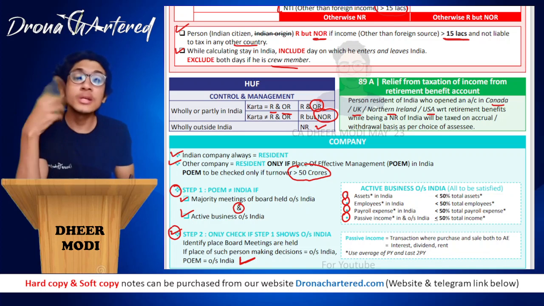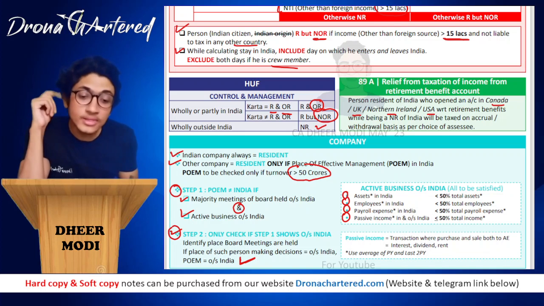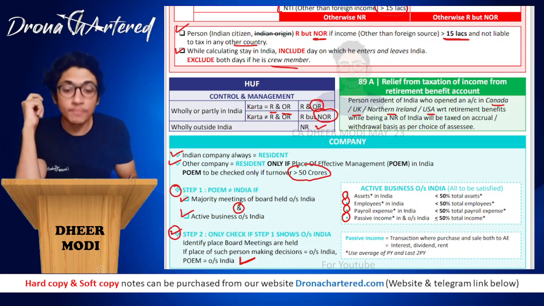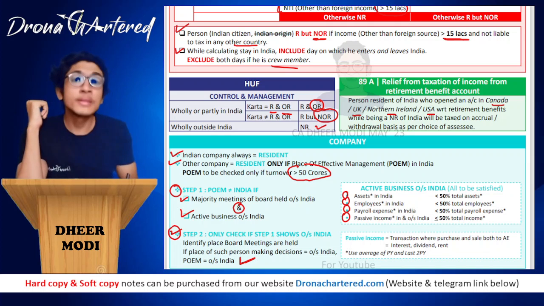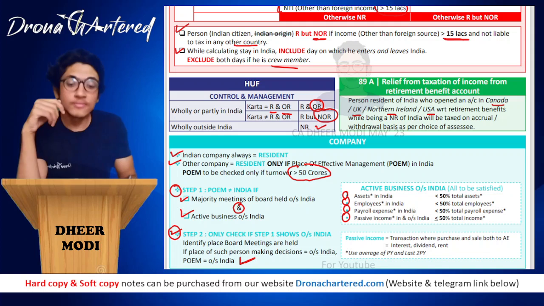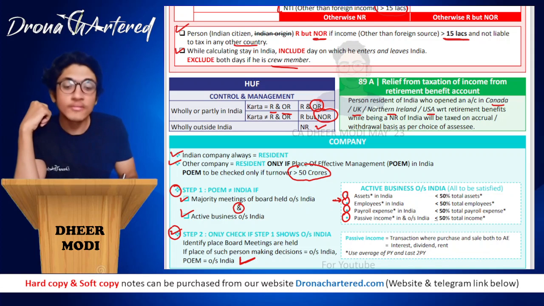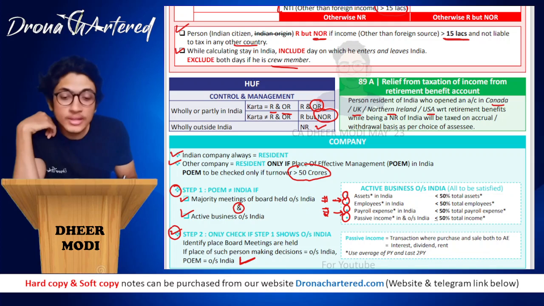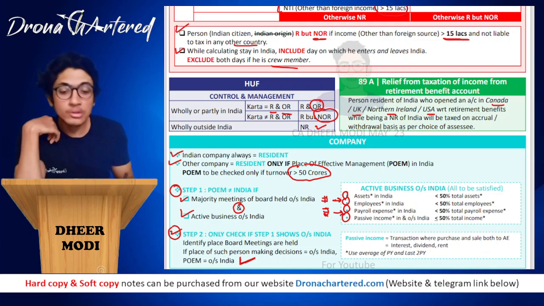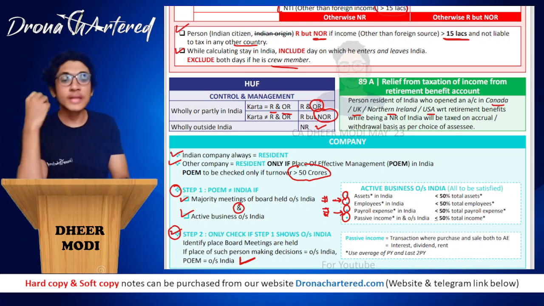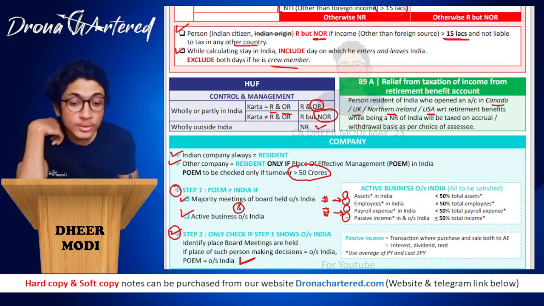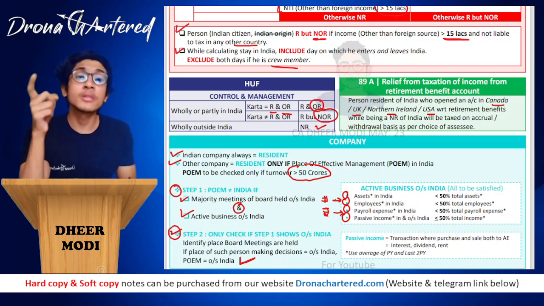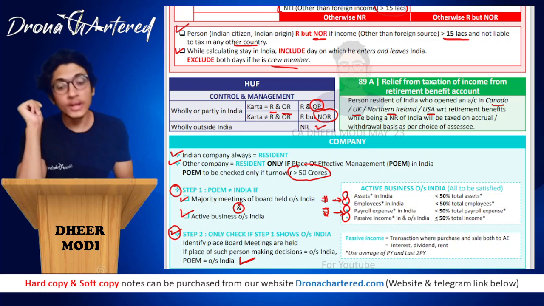Your employees in India shall be less than 50% of total employees. Your payroll expenses in India, payroll expenses. First we did the number of employees over here. Now we are doing payroll expenses. That means your rupees, your payment also. So payroll expenses, that is the salary that you pay, should also be less than 50% of the company's total payroll expenses.